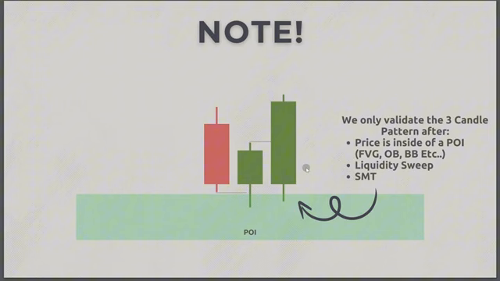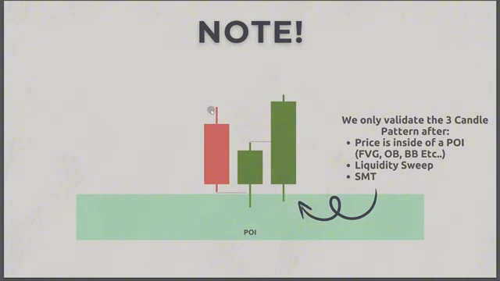Okay. Now the same with everything that we taught in this channel, and the same thing that we apply with any setup, any strategy, any way of trading. We only execute our lower time frame entries when we are in either a higher time frame POI or the same time frame POI. We only validate the 3-candle pattern, which is this one right here, only when price is inside of a point of interest, either fair value gap, order block, breaker block, etc., any types of PD arrays.